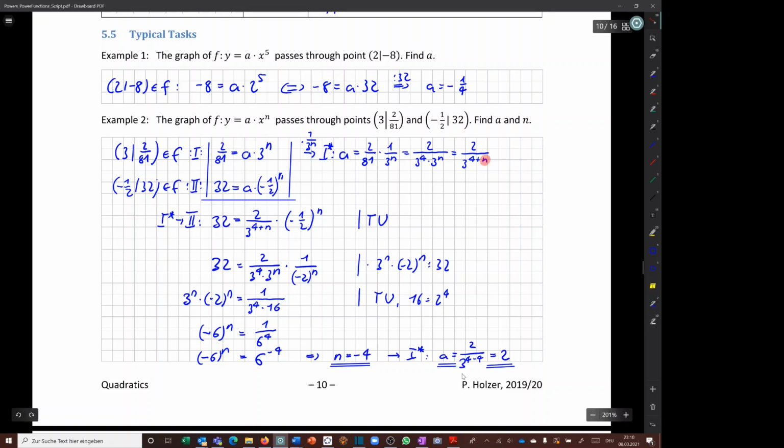Insert here for the n -4, so we get 2 for the a, 2 divided by 3 to the power of 4 minus 4, 2 divided by 3 to the power of 0, 3 to the power of 0 is 1, so we get in the end 2.